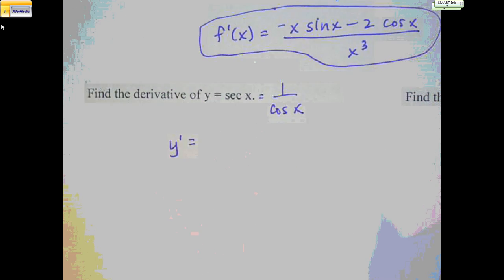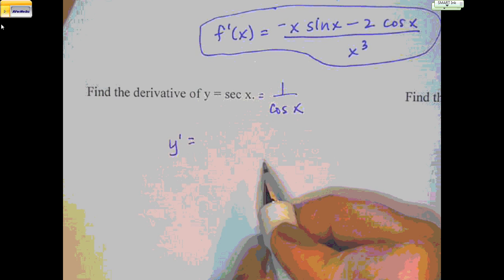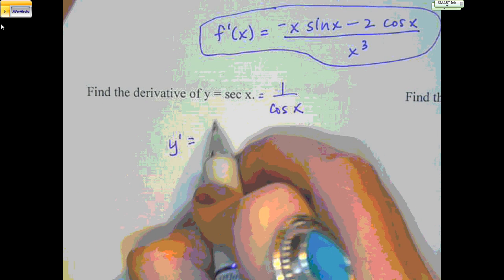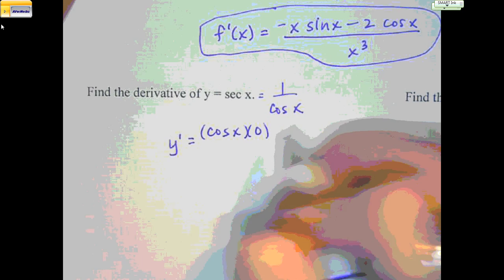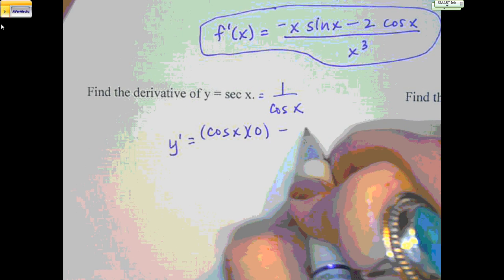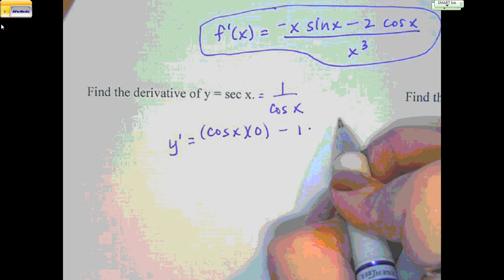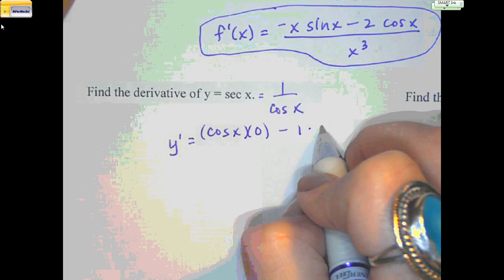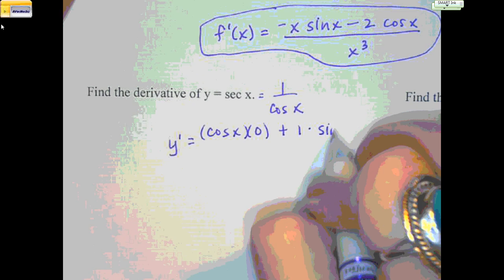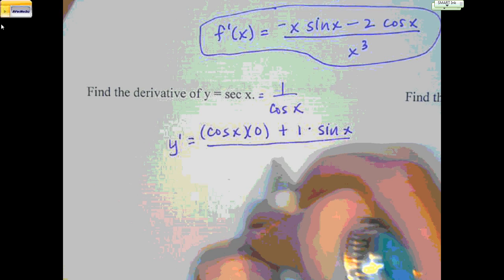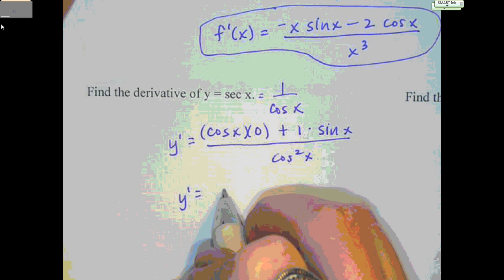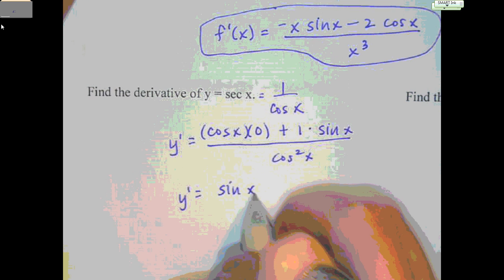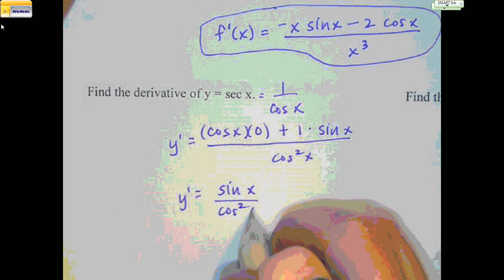All right, I'm going to keep talking out loud. You try to buzz past me and see if you can finish it out before I get there. So Booker T, bottom times the derivative of the top. So the bottom, the derivative of the top is 0, minus the top, so 1, times the derivative of the bottom, which is negative sine of x, all over the bottom squared. So the derivative is sine of x over cosine squared x.